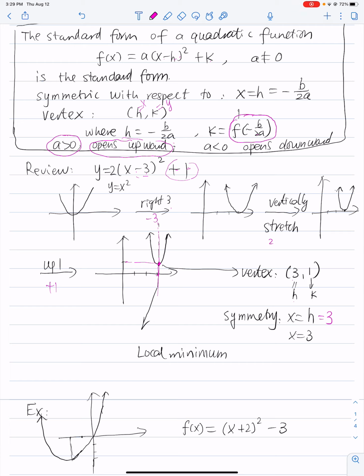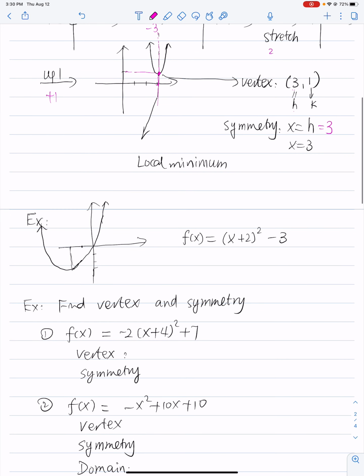So it is also consistent with the standard form when we draw the picture here. So the vertex is 3, 1, yeah? And the standard form also tells us it is 3, 1 here. Okay, and the symmetry here is x equal to 3, which is h. Okay, so this is an example here, and actually this is one of the homework questions.